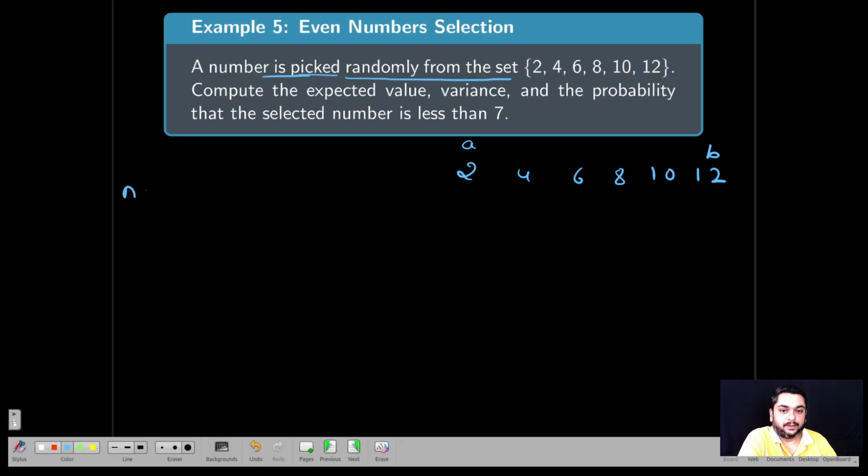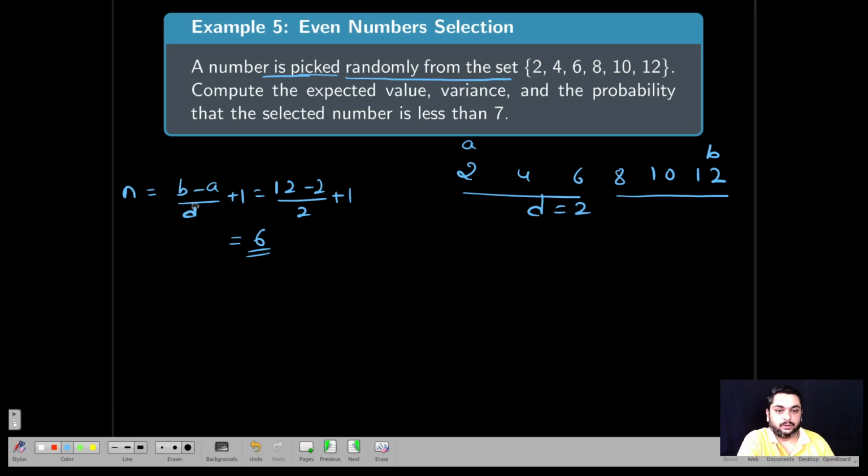So let us say now n is equal to what? Now D is equal to what here? What is the spacing? 4 minus 2, 6 minus 4, 8 minus 6. So it is 2. So n is B minus A by D plus 1, so 12 minus 2 divided by 2 plus 1. This will be equal to 5 plus 1, 6. n equal to 6. See, there are 6 numbers. But if you don't use this formula and use what is given in the books, B minus A plus 1, then what will you get? 12 minus 2, 10 plus 1, 11. So it will be wrong.